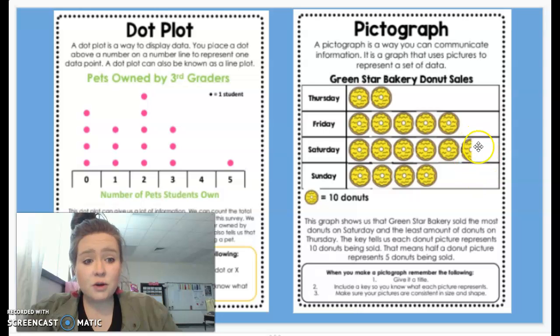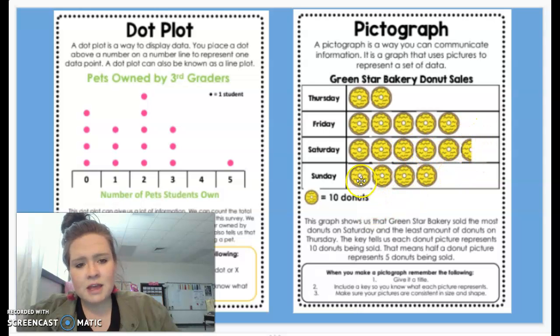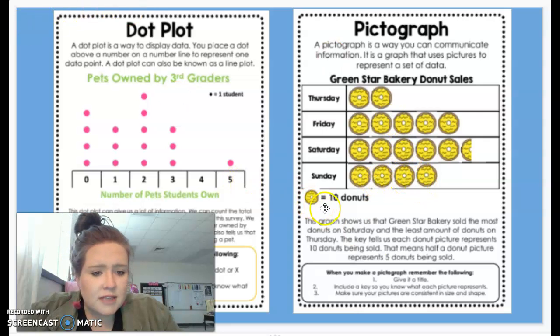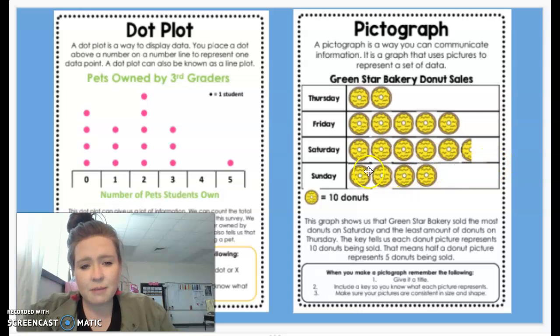Good. Half of a donut represents 5. So on Saturday, they sold 10, 20, 30, 40, 50, 55 donuts. Sunday, 10, 20, 30, 40. The graph shows us that Green Star Bakery sold the most donuts on Saturday and the least amount of donuts on Thursday. And you can see that by the number of donuts that are being represented.